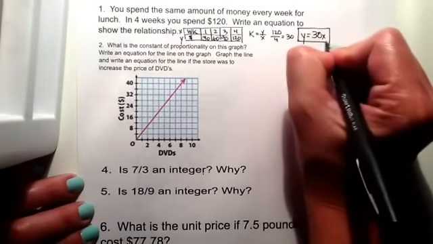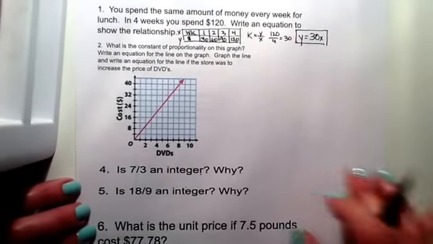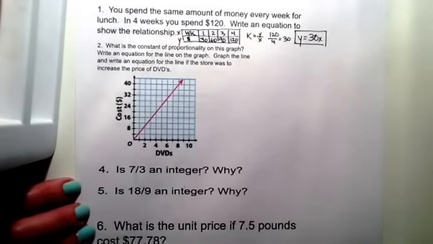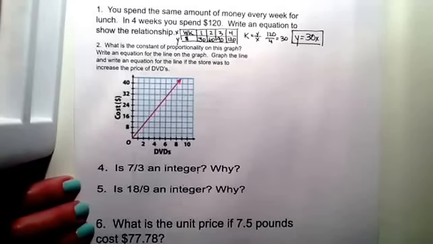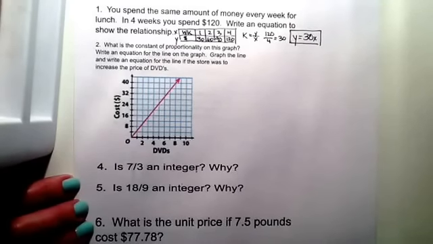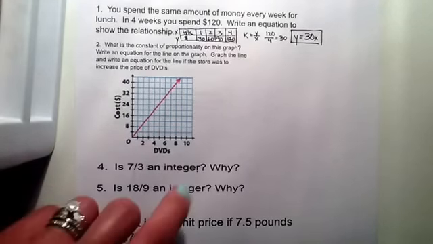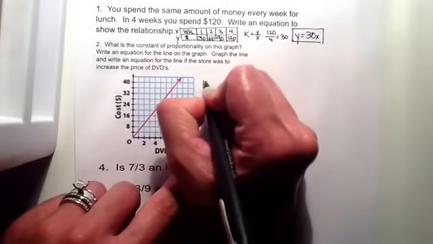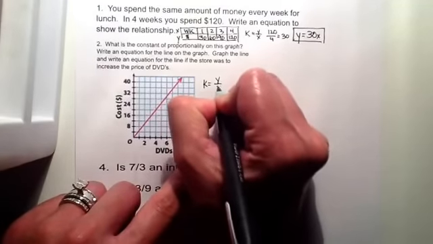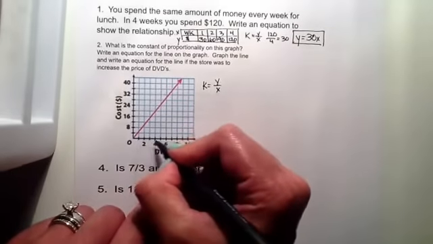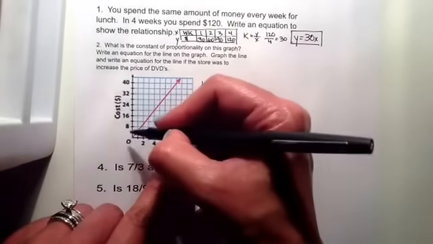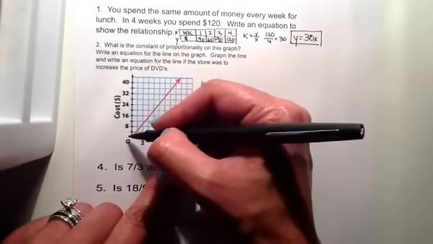Number 2. What is the constant of proportionality on this graph? Write an equation for the line on the graph. Graph the line and write an equation for the line if the store was to increase the price of DVDs. Okay, so first it's asking us what's the constant of proportionality on this graph. Again, remember k equals y divided by x. So these are your x values on your graph, and these are your y values on your graph.